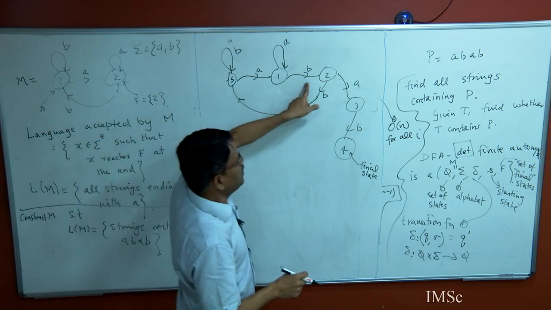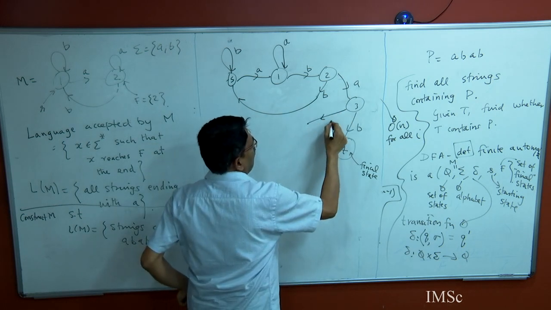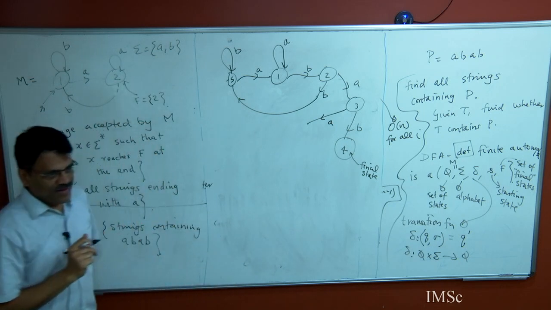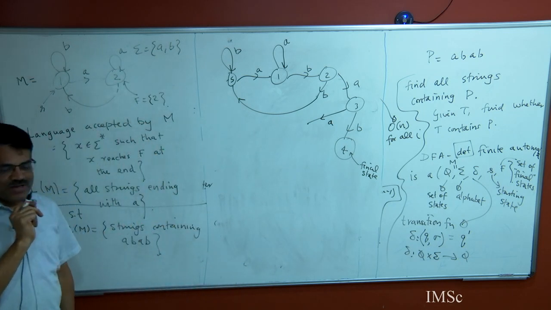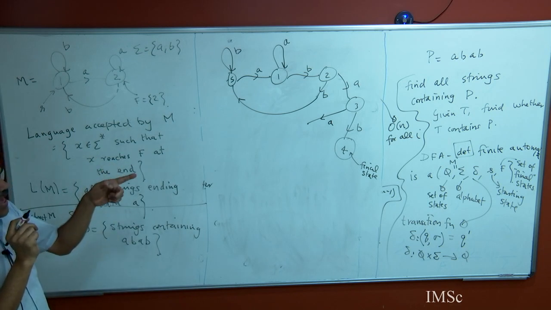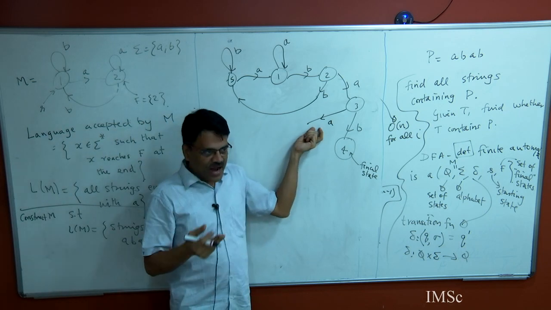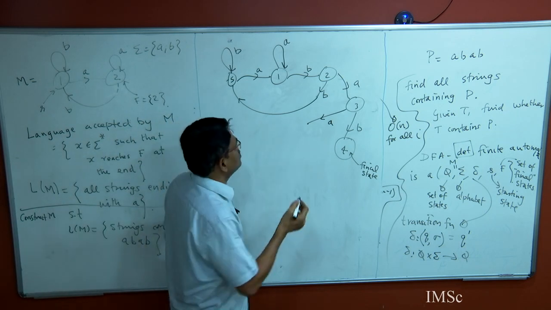Now you have seen A, B, A. Now you are seeing an A here. What should I do? How much of the pattern have you seen? Well, you have seen A, B, A, but this A could be the starting alignment of the pattern. So you go here.